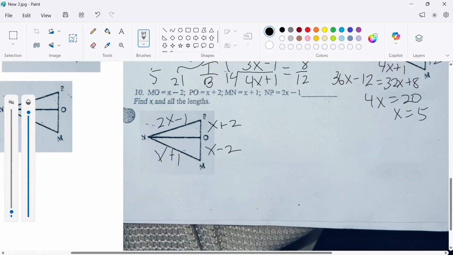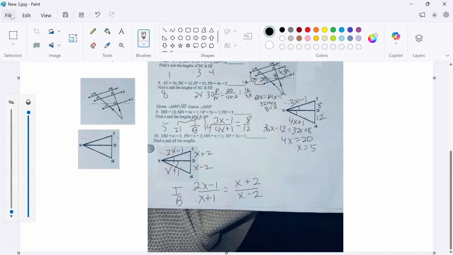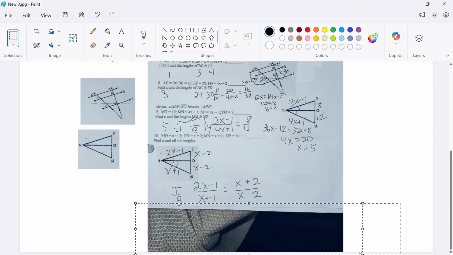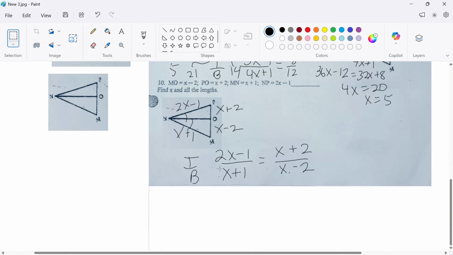So again, this bisects, so these are ratios. So I'm going to do top to bottom. 2x minus 1 to x plus 1, top to bottom, equals x plus 2 over x minus 2. And this one I'm going to get to do some algebra. You gotta love that algebra. Wait a minute. There we go. Okay, I'm going to cross multiply. And then FOIL. Well, I'll just FOIL.